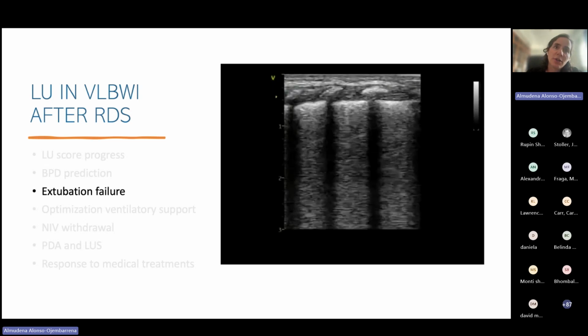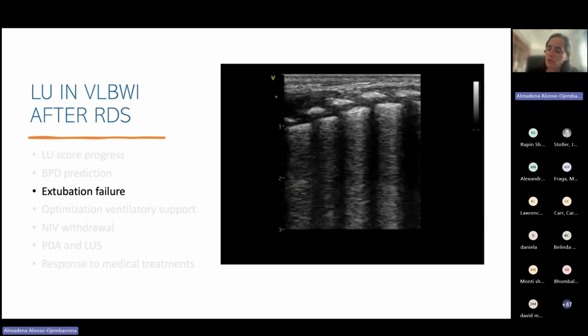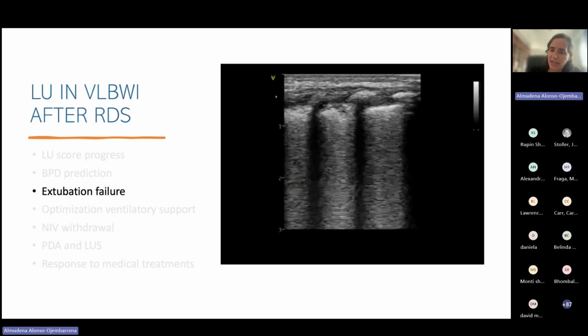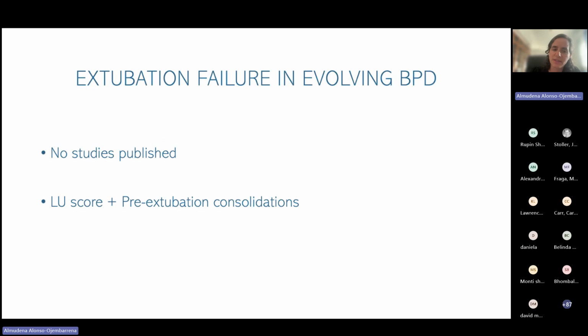There are a few publications, not many, talking about the risk of extubation failure in RDS, but I'm afraid there are no studies published nowadays in infants with evolving BPD, I mean, after RDS. Infants born at 25, 24 weeks that are stuck on the ventilator for more than 1 week or so. We don't know which is the best approach to decide when the extubation should be performed. So we have the hypothesis that maybe we should use both lung ultrasound score and the existence of pre-extubation consolidation.